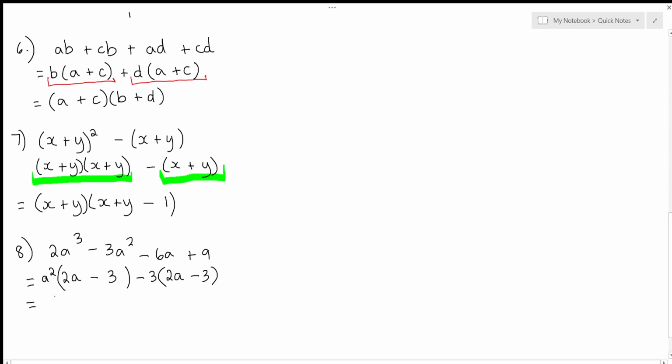So I'm going to take out my common factor of 2a minus 3, and I'll be left with a squared minus 3. If it was, for example, a squared minus 4, I would have to continue factorizing, but in this case, it works out perfectly.